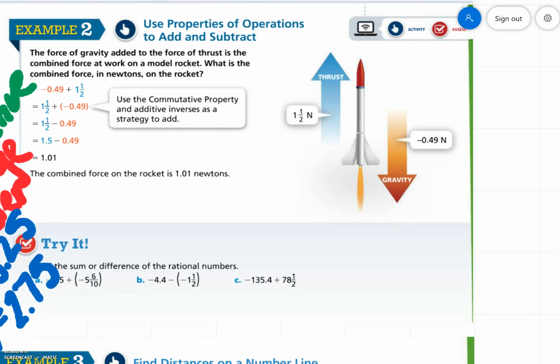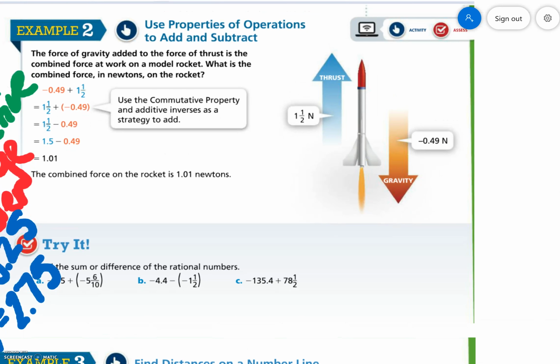Example number 2, use properties of operations to add and subtract. The force of gravity added to the force of thrust is the combined force at work on a model rocket. What is the combined force in newtons on the rocket? So we see gravity is negative because it's going down. Gravity pulls you down. And the thrust is positive because it's going up.